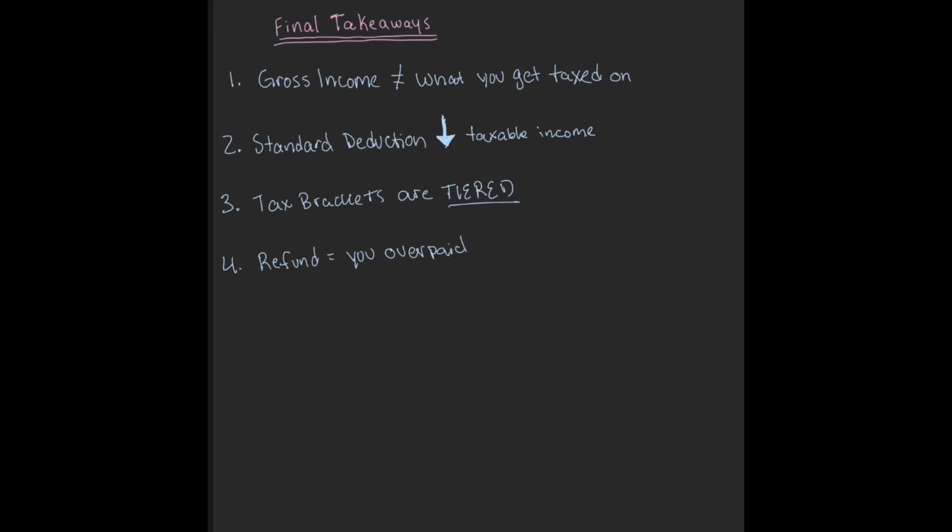All right, wrapping up with our takeaways from today's video, we talked about how gross income is not what you get taxed on. It's not our taxable income. We then talked about how the standard deduction is the way to lower that taxable income. And again, there's more deductions we'll talk about in future videos. Then we went over how tax brackets are a tiered or progressive system where you fall into different buckets as your money increases, and you don't get taxed at one number. And then we talked about how a refund means you overpaid. It may feel great in the moment, but remember, that's money we could have had throughout the year.